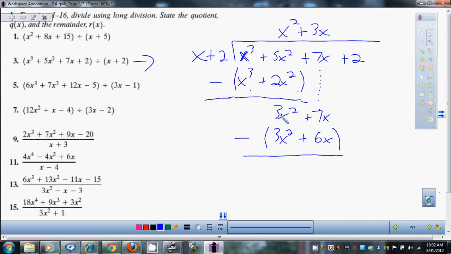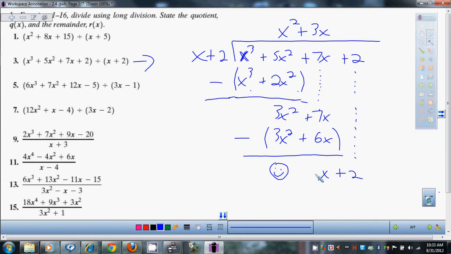Then we said, okay, first step all over again. 3x squared times our first step was 3x. Then we did our second step all over again. 3x times that binomial. 3x times x, 3x squared. 3x times 2, 6x. Then we did our third step all over again. Minus that quantity. Subtract. Again, you should always get 0 if you did it right. 7x minus 6x. Now what? We're going to do the fourth step all over again. And then we repeat until finished. Back to the first step.